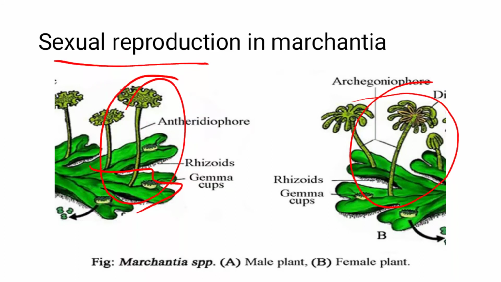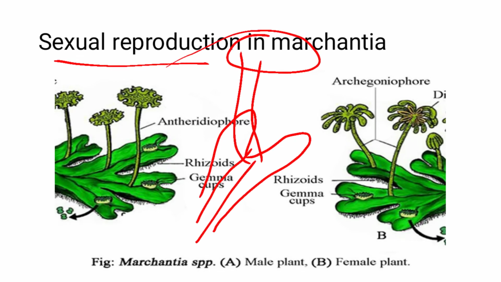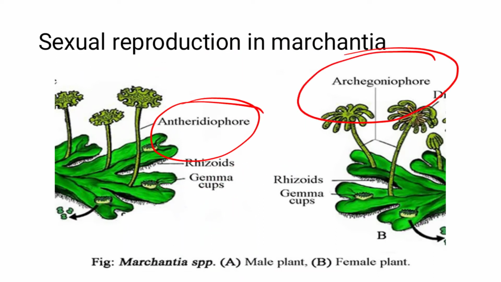As we studied in the morphology of Marchantia, Marchantia is dorsiventrally flat. On the dorsal surface you can find the midribs. On the midribs they develop the stalked structure, and this stalked structure is called the gametophore. The male gamete producing gametophore is different from the female gamete producing gametophore. The male gamete producing gametophores are called antheridiophores, and the female gamete producing gametophores are called archegoniophores.